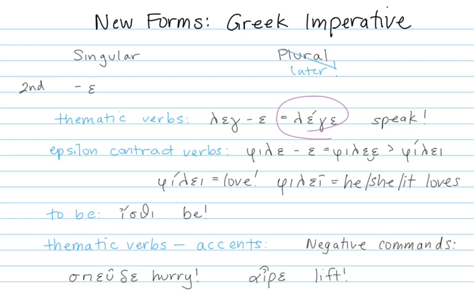If you want to give a negative command, tell someone don't hurry, instead of using the word ou, which you learned means not, you use the word me, which is the word that means not specifically with commands. So me speude is don't hurry, me aire is don't lift, and me phile is don't love.